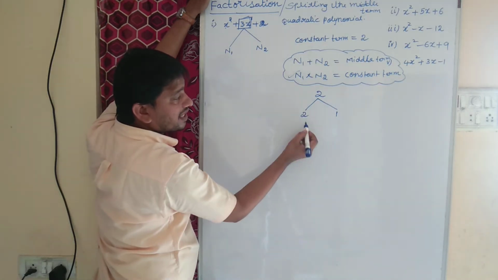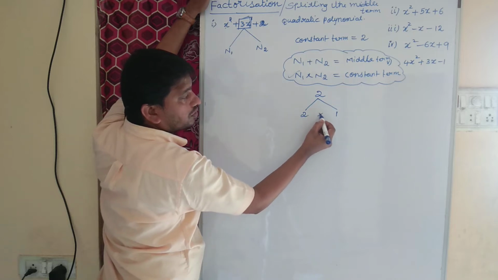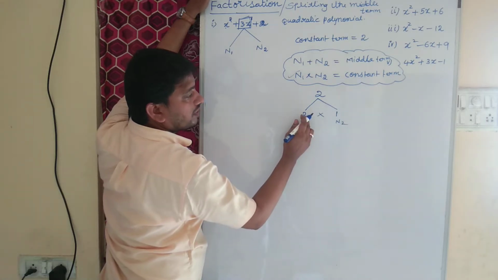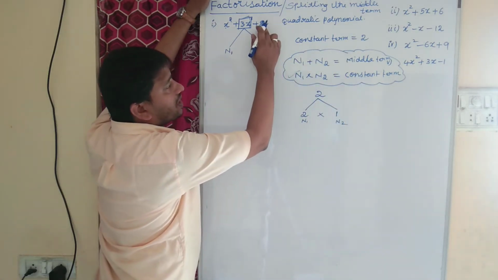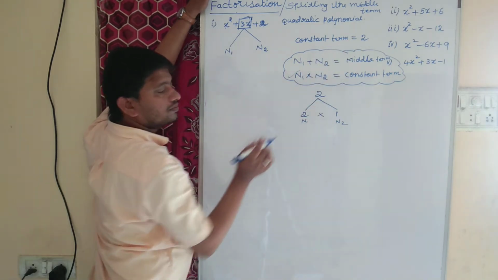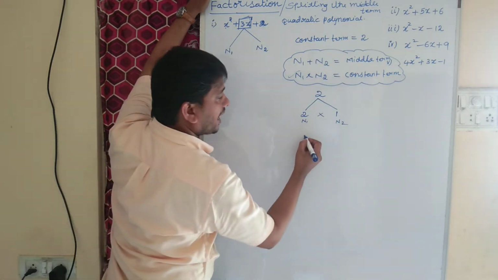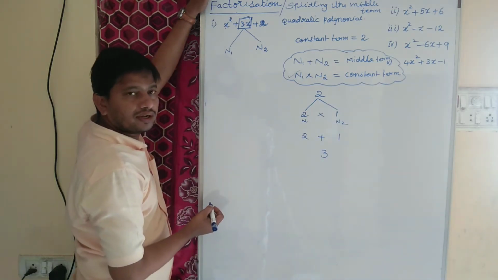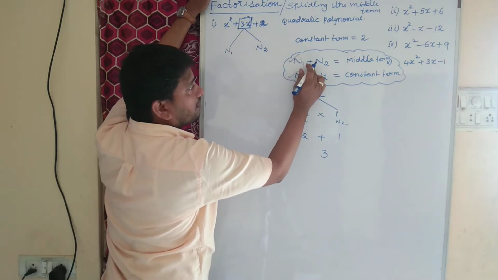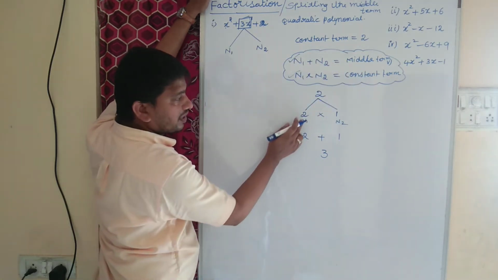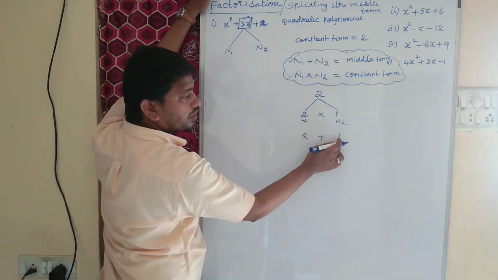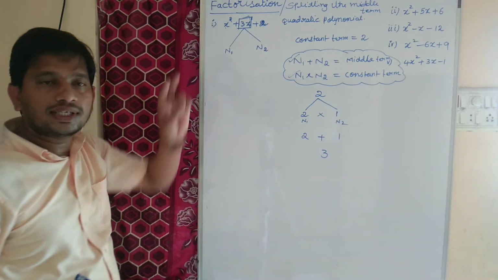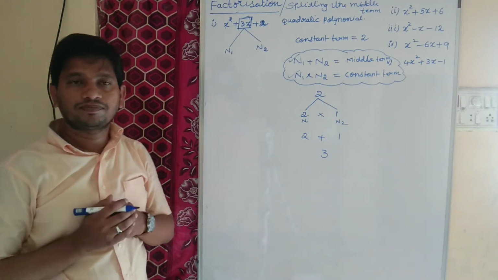What is the second condition satisfying? We are multiplying 2 into 1. This is number 1 and this is number 2. n1 into n2, we got the constant term, that is 2. At the same time, if I add n1 plus n2, that is 2 plus 1, how much will I get? 3, right? So the first condition is n1 plus n2 equals the middle term. If I add 2 to 1, I get the middle term. These two conditions have to be satisfied.